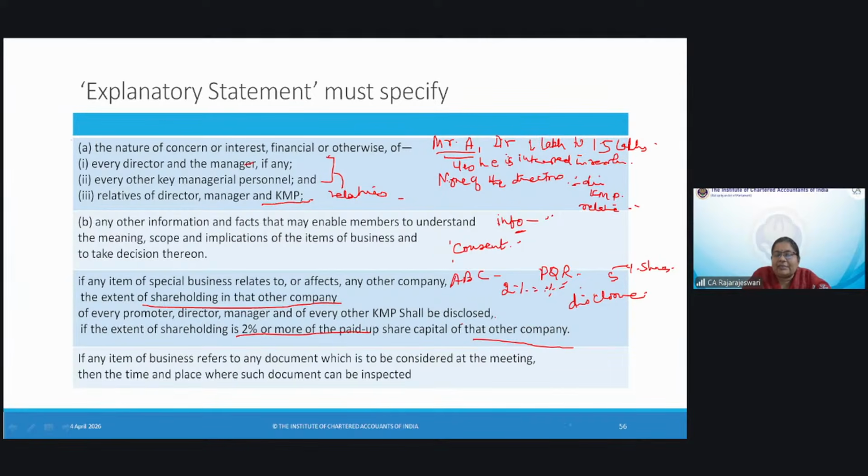Then if any item of business refers to any document, that document should be kept for inspection. Say if they are going to sell an asset, then that asset document, or if it is subject to charge, then that charge document, whatever document is involved in that transaction or agenda, should also be kept open for inspection by the shareholders.